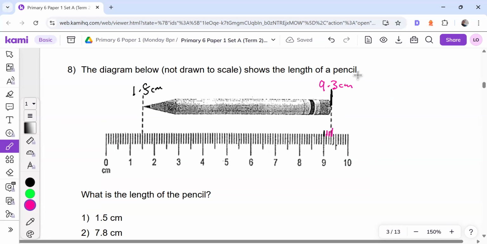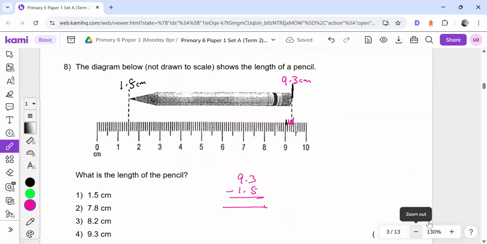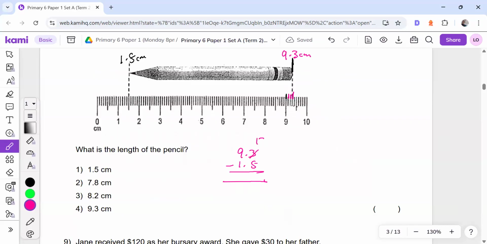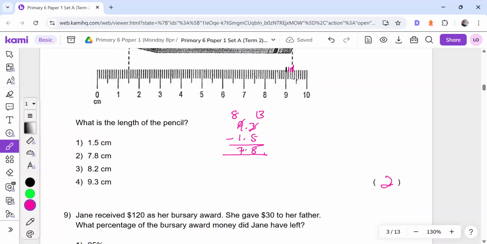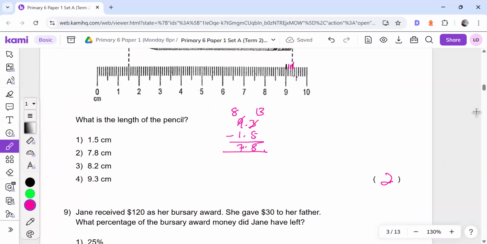So how long is the pencil? Then you take 9.3 minus 1.5. Okay, and then do your simple subtraction. So you have 7.8. So answer number 2. Yeah, I forgot to show you the answer. Yeah, so the answer is number 2, and that's how you get the answer. Okay, easy so far? Do you have a lot of mistakes so far? I don't think so, right? Because quite easy so far.